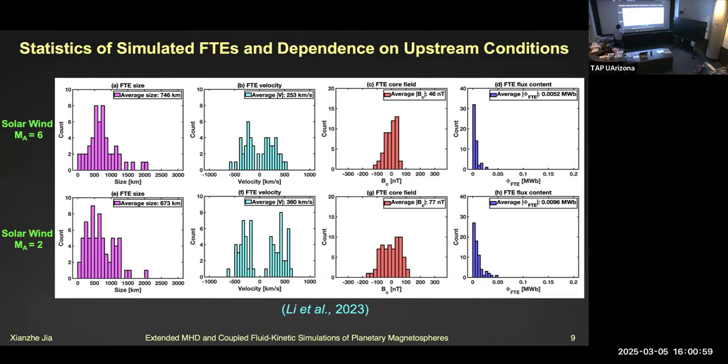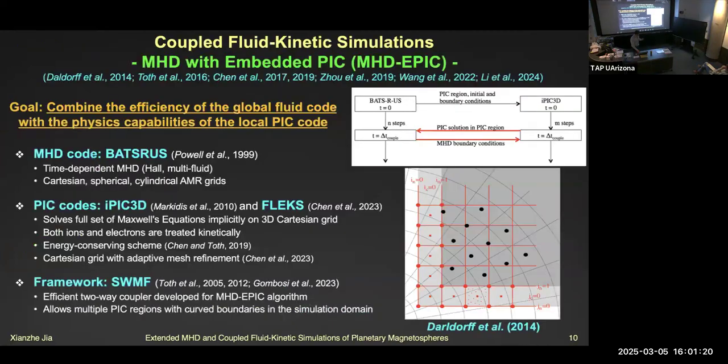When you go to higher Mach number, you see larger FTEs form, but they form less frequently. And there are other things I don't have time to talk about in this presentation, but we did a lot of comparison, not only for the Mach number case, but also for different IMF orientations, trying to get a sense of how the properties of FTEs depend on these external conditions.